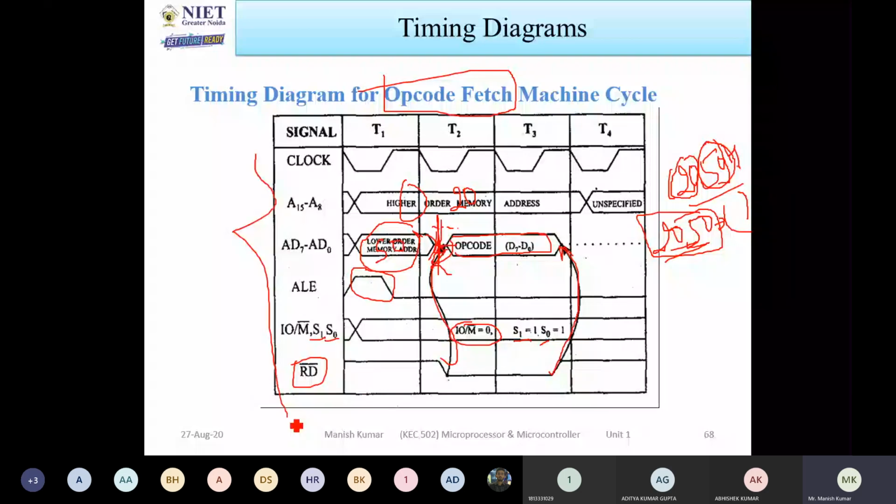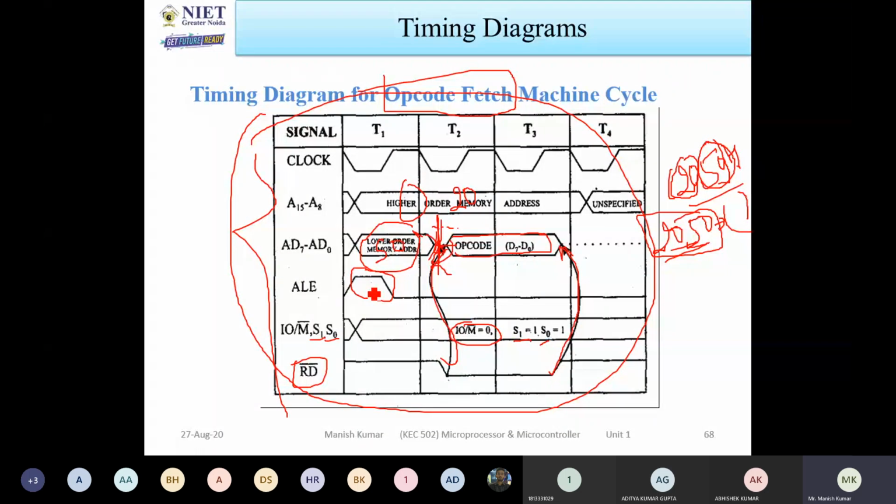Every instruction has an opcode. So this is the same for all instructions. First you have to draw this opcode fetch cycle. Then you have to move to reading and writing. So what will happen if you are talking about reading? What changes will occur? This is clear? Yes, sir. Okay.